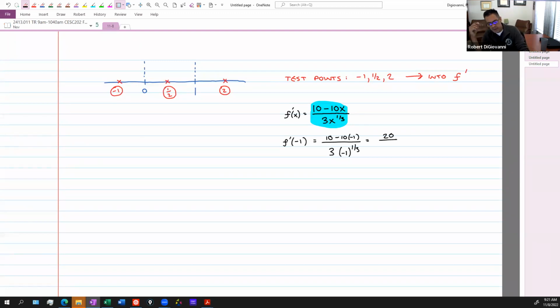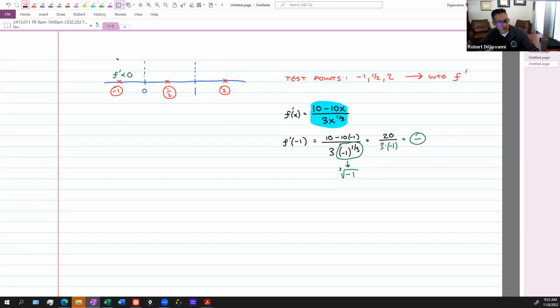On the bottom, remember that this here really means the cube root of -1. So one number times itself 3 times gives you -1, right? So on the bottom, we get 3 times -1. So this winds up being a negative number. That's all I care about. A positive number divided by a negative number. So that tells me over here on my number line that the derivative is negative, right?